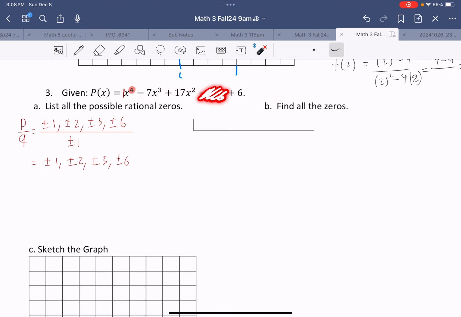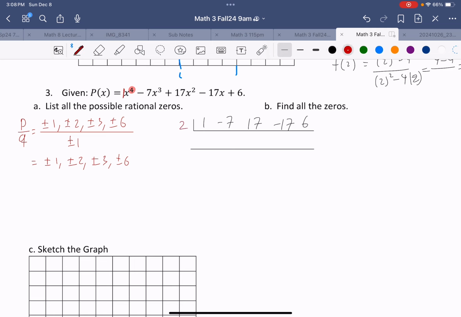Let's say the 17 wasn't here. I would have to use 0 as a placeholder. So that's 1, negative 7, 17, minus 17, and 6. And now we just have to use different test points. We could start with 2. So the first one comes down. You always multiply back with your potential 0. You add vertically, so negative 7 plus 2.